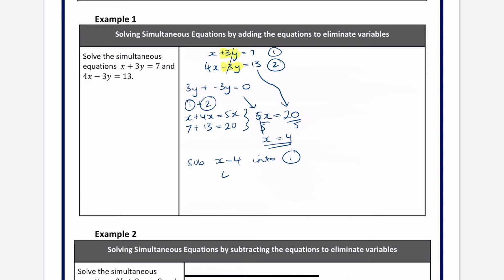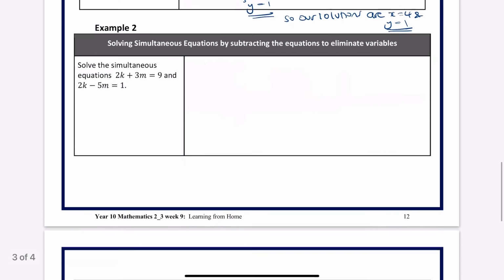So x, which is 4, plus 3y equals 7. I'm going to minus 4 on both sides. 3y equals 3. Divide 3 on both sides. y equals 1. So our solutions for these two equations are x equals 4 and y equals 1. You can also show this as an ordered pair of 4 as our first variable and 1 as our second. Let's go to the next example.